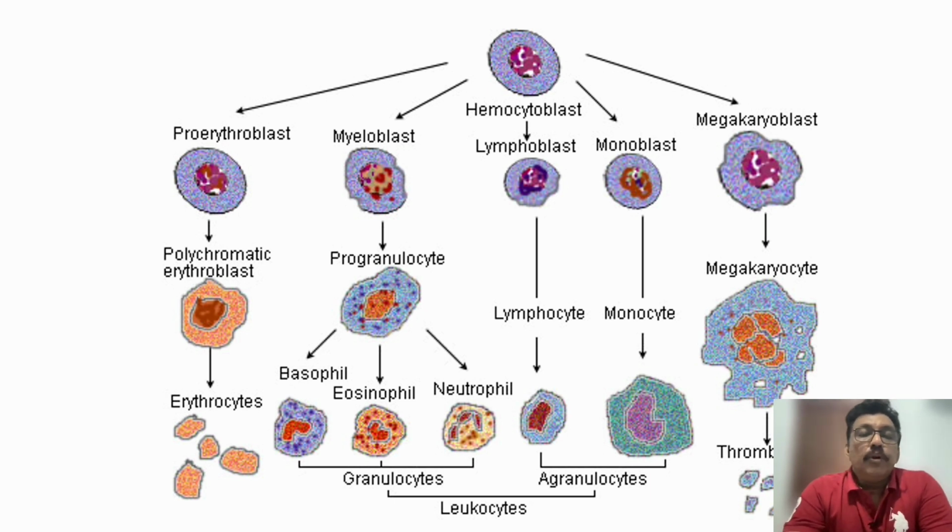If the production of any of these cells comes down, we call it anemia for erythrocyte reduction, neutropenia or leukopenia for leukocyte reduction, and thrombocytopenia for reduction in the platelets.